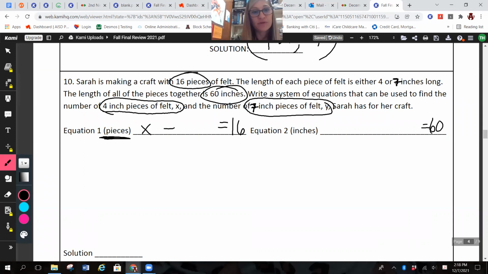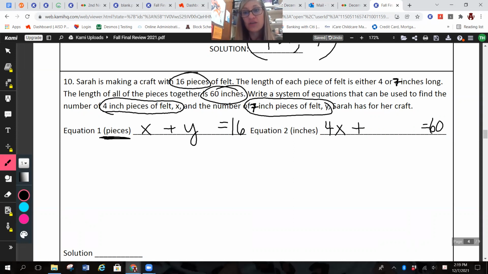So this is just X plus Y is 16, because X is 4 inches. But this is an equation about the pieces, so we don't want to put the 4 with this one because it's not specifically talking about inches. But on equation 2, it is talking about inches. So I can put the 4 next to the X because every 4-inch piece of felt is 4 inches. If I have one felt piece, it's 4 inches times 1, there's 4 total inches. If I have 2 pieces of 4-inch felt, that's 8 total inches.